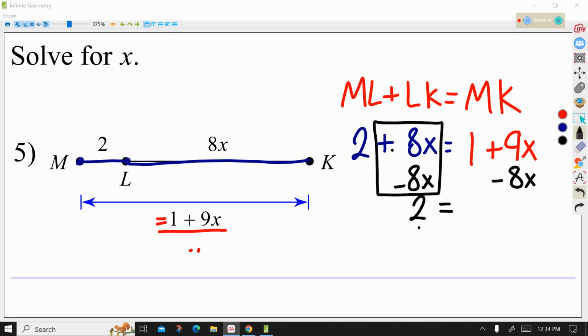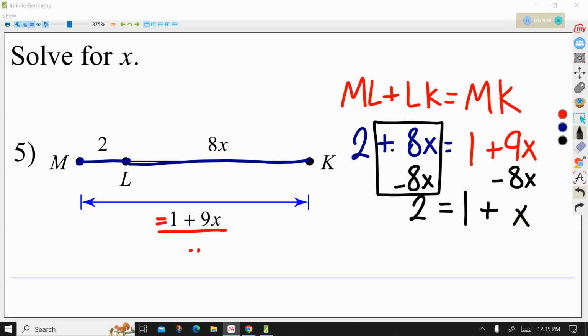On the right side, we have 1 still, so the 1 isn't going anywhere, but 9x minus 8x is only 1x. If I have 9 and I take away 8, there's 1 left over. So we could write 1x, but people usually don't write 1x. The main way you're going to usually see it is just x.